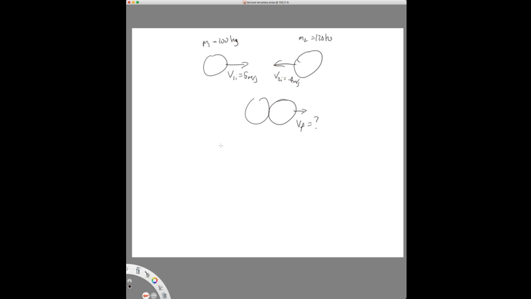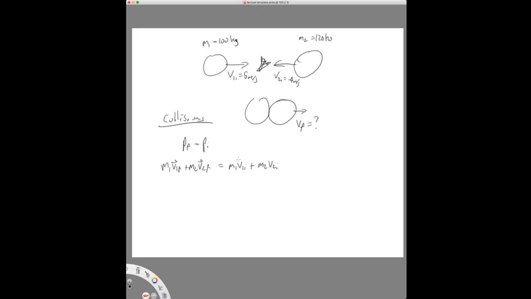To solve this, we just have to recognize that collisions happen very rapidly, so the time interval is very small. We can say that approximately, in collisions, P final equals P initial. That's for collisions in general. So the final momentum would be M1 V1 final plus M2 V2 final, and the initial momentum would be M1 V1 initial plus M2 V2 initial.